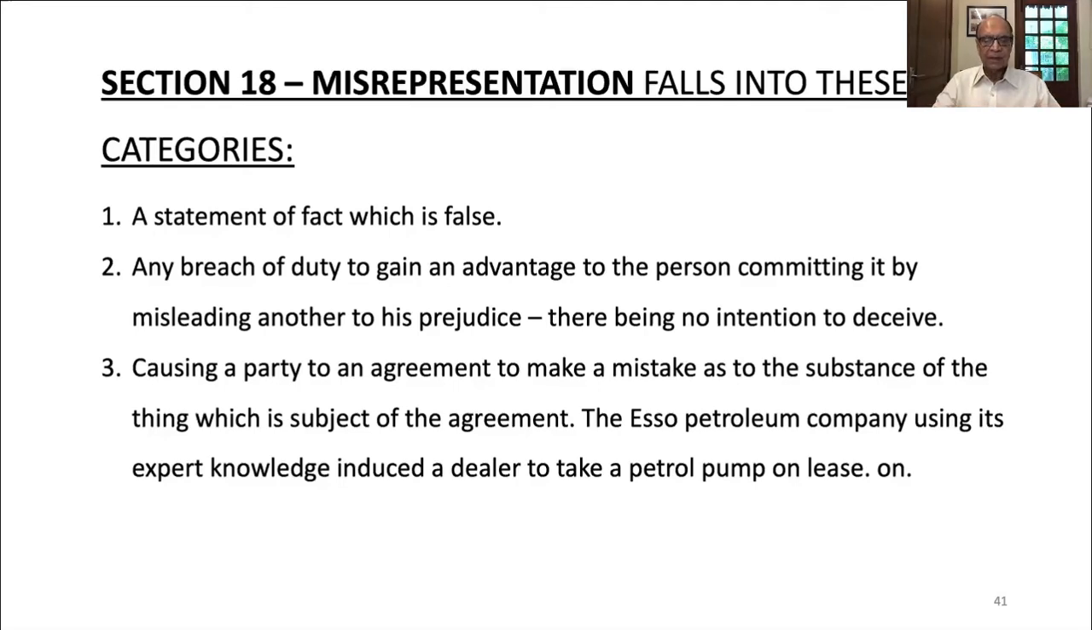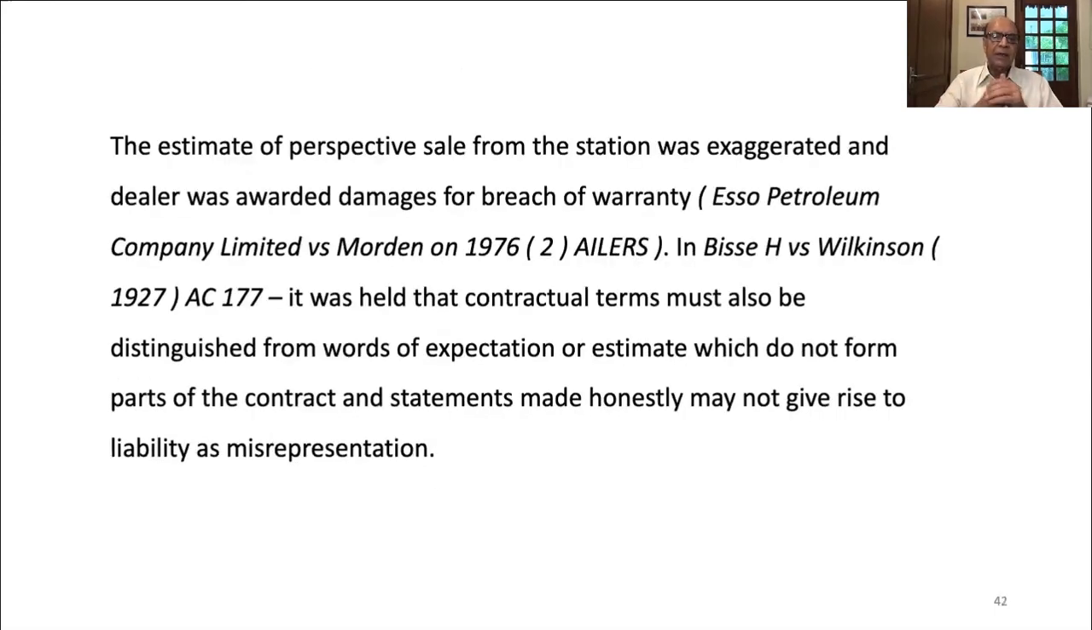For example, there is a famous case of Esso Petroleum Company, which used its expert knowledge and induced a dealer to take a petrol pump on lease. What was the expert knowledge? It overstated the amount of sale that the petrol pump will do, and it knew that what it was stating was not true. The estimate of prospective sale from the station was exaggerated, and the dealer was awarded damages for breach of warranty. This case was decided by the Privy Council in 1976.